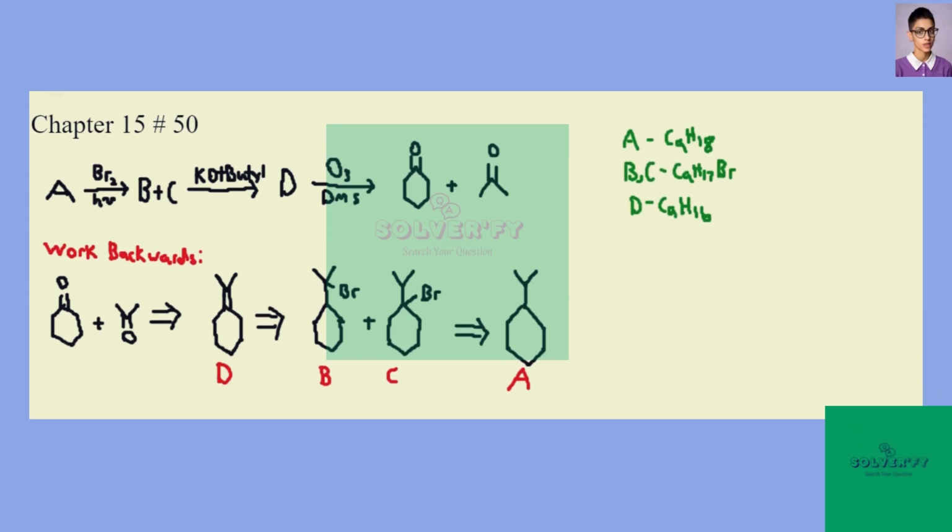This is the answer to chapter 15, problem number 50 from the Smith Organic Chemistry textbook. And so this problem gives us a series of unknowns and a series of reactions, and then gives us two final products. It gives us some molecular formulas, and it asks us to identify these four unknowns.